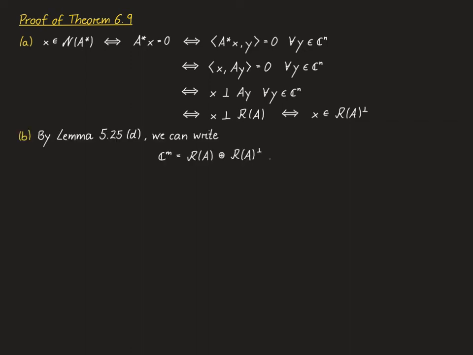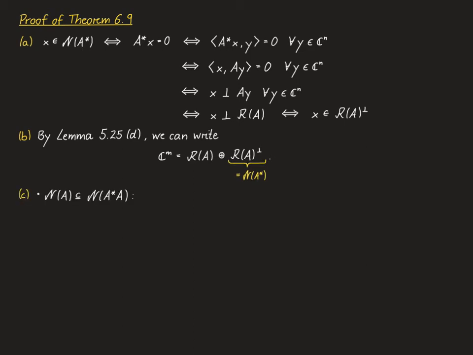For part B, note that by Lemma 5.25 D, we can write the space C^m as the direct sum decomposition of the range space of A and its orthogonal complement. But in part A, we have already proved that the orthogonal complement of the range space of A equals the null space of A star, so we're done with part B.